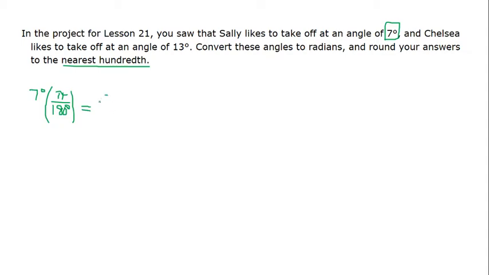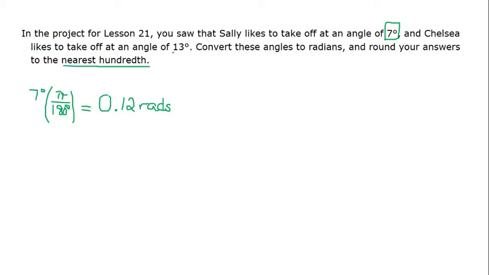And then the hundredth place is 2 decimal spots. So when I type this in, I get 0.12 radians as my answer. So all I do is type that in. Hundredth is 2 decimal places after.